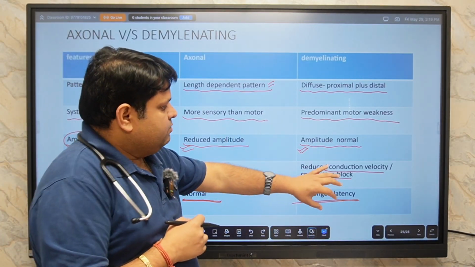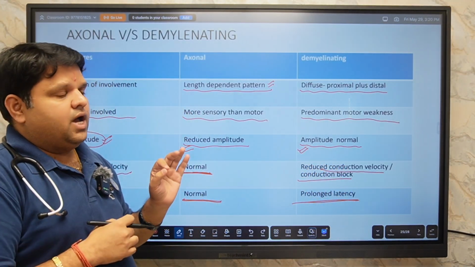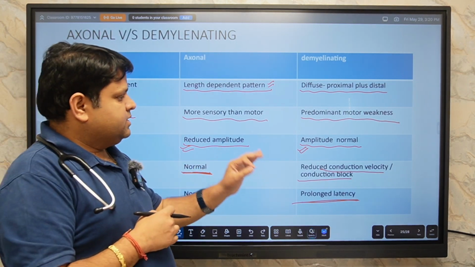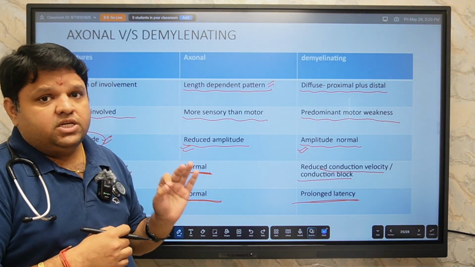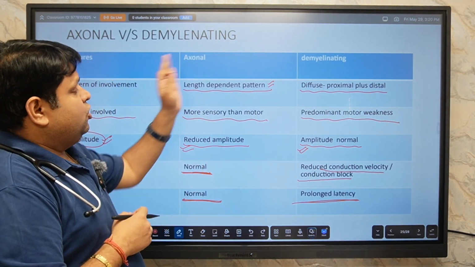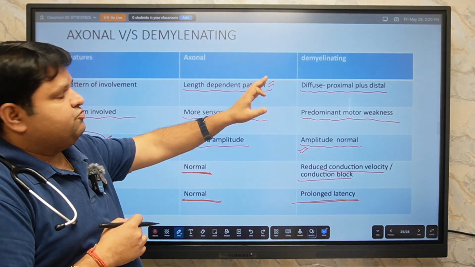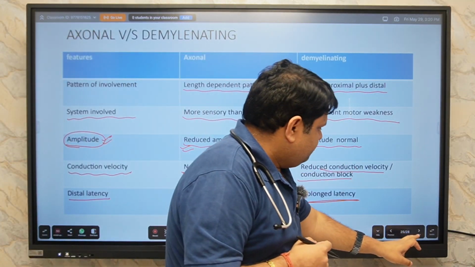One more point, conduction block is usually asked sometimes in NEET exam. Basically, the conduction block is seen in which type of neuropathy, axonal or demyelinating? So conduction block is a feature of the demyelinating type of neuropathy.